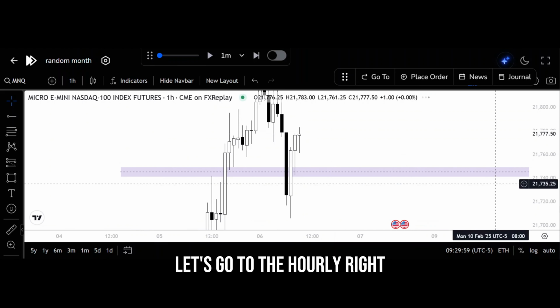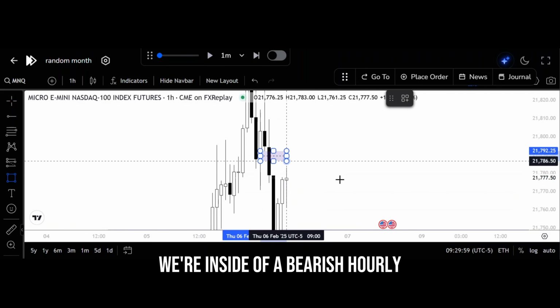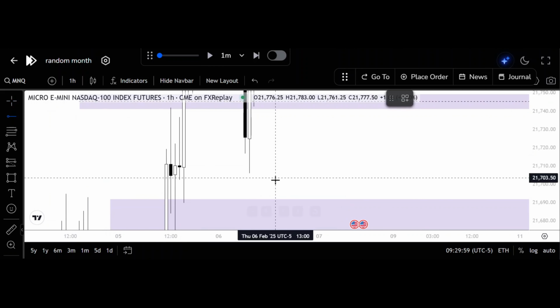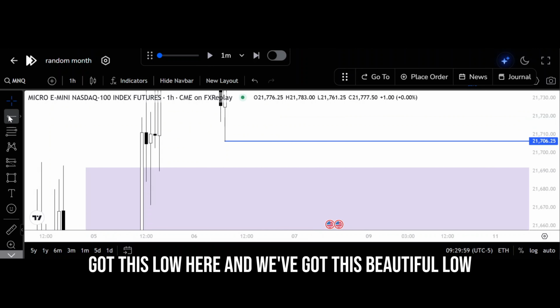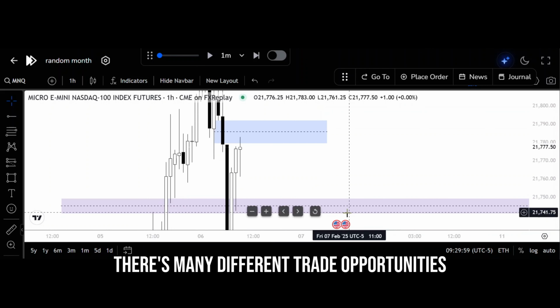Let's go to the hourly. Right, we are also reacting off an hourly as well. We're inside of a bearish hourly, so we'll mark that out. So we're kind of bouncing between these two gaps. We've got this low here, and we've got this beautiful low inside of this 4-hour gap. There's many different trade opportunities.